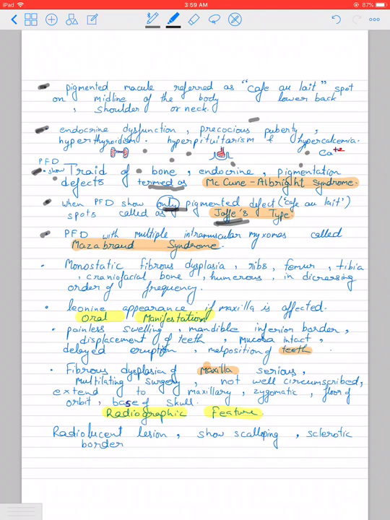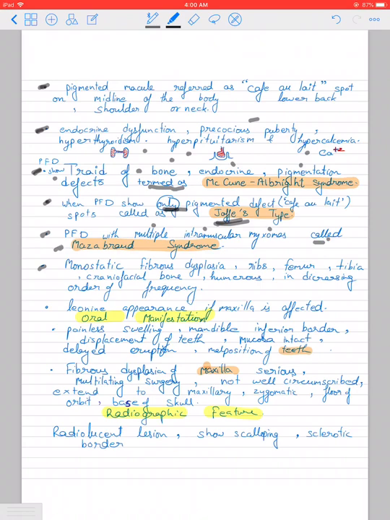Now come to the next point. Polyostotic fibrous dysplasia with multiple intramuscular myxoma. This is 3M: multiple intramuscular myxoma. If this is present, we call it another M, that is Mazabraud syndrome. Multiple intramuscular myxoma, called Mazabraud syndrome. As we have discussed, all these are symptoms of polyostotic fibrous dysplasia.